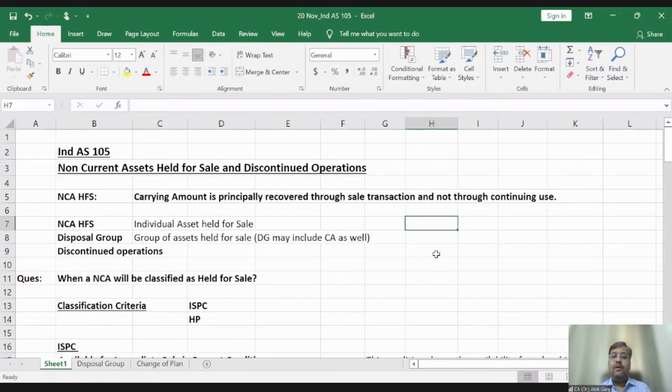So a disposal group is a group of assets held for sale, right? And it includes current assets as well. It includes liabilities as well. And you remember in the Hindalco Industries balance sheet, I have shown you the disposal group held for sale and liabilities associated with disposal group held for sale. And we have done one case study also in my PowerPoint presentation, right? Then the third concept is discontinued operations, right? So we will be discussing discontinuing operations today.